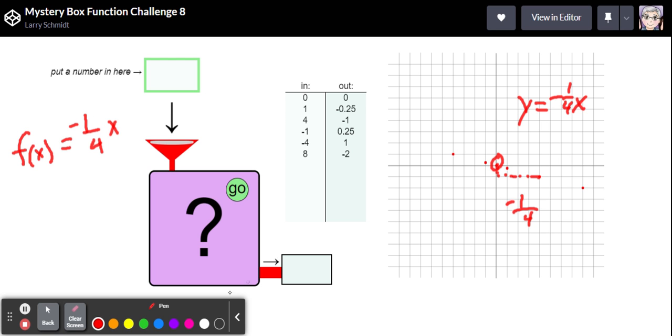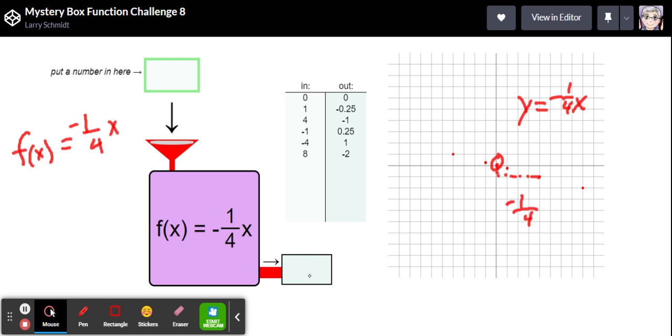All right, let's make sure that we were actually right here. Let's reveal. And there it is, f of x equals negative 1/4 x. And let's go ahead and draw the graph for that too.